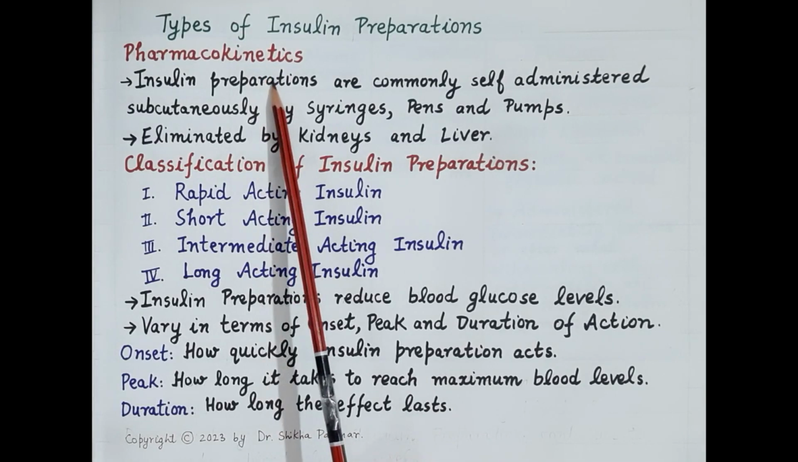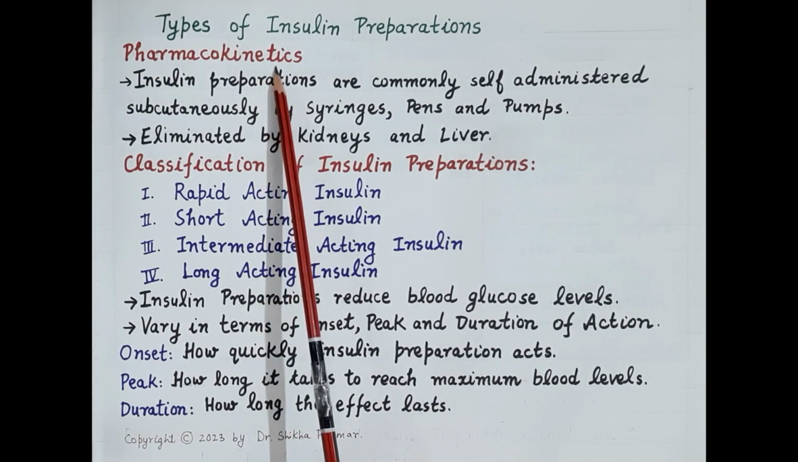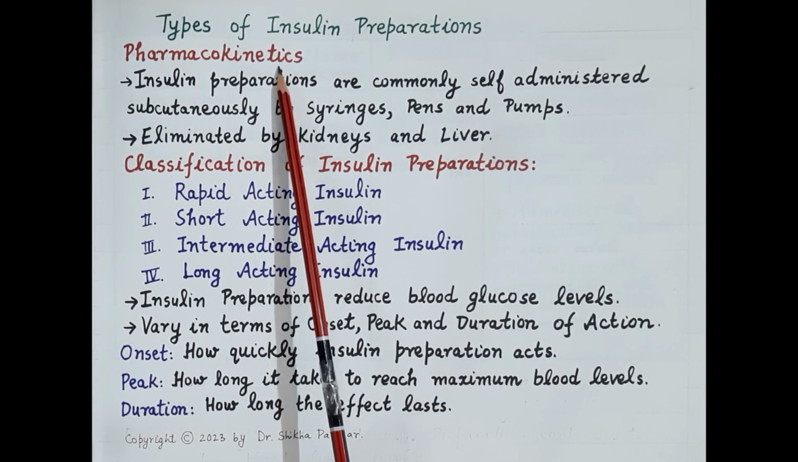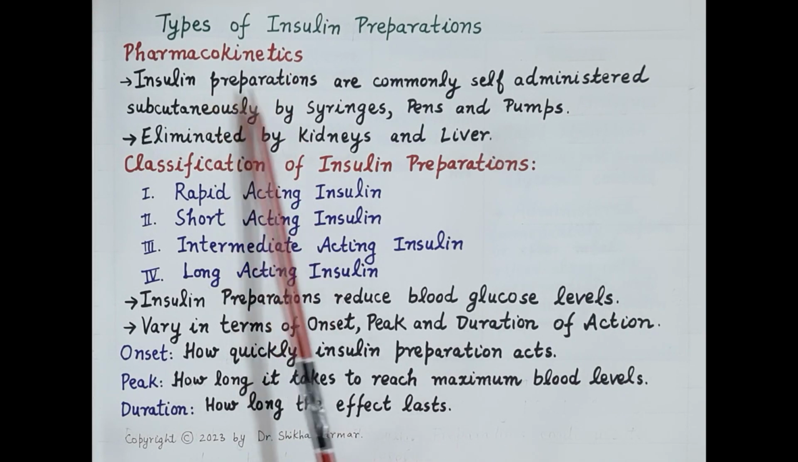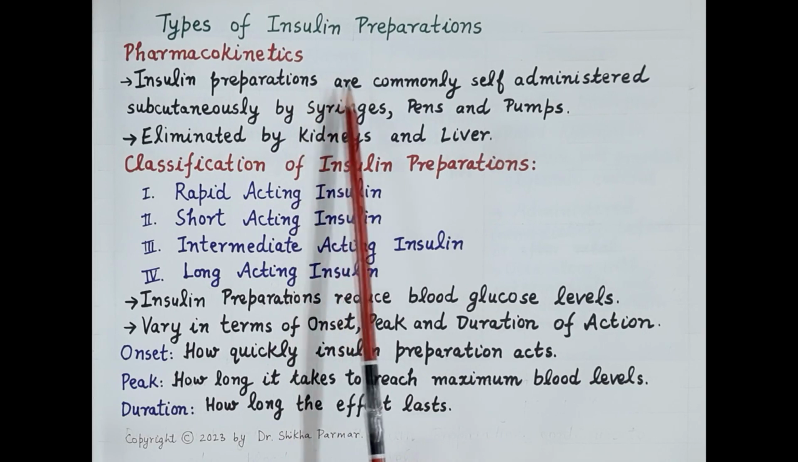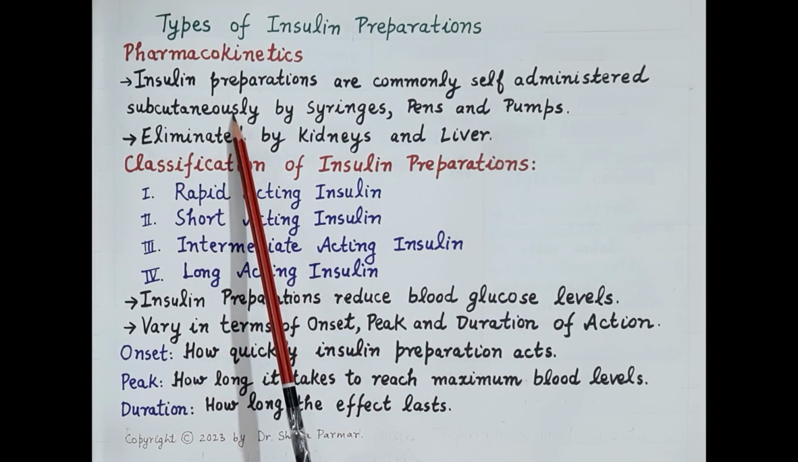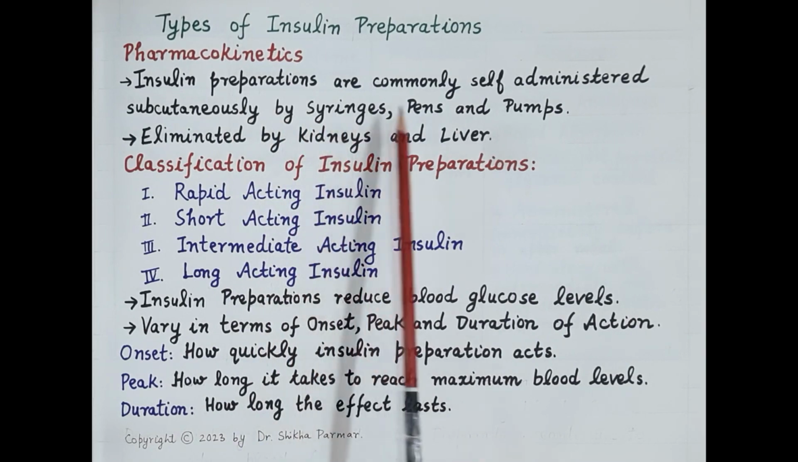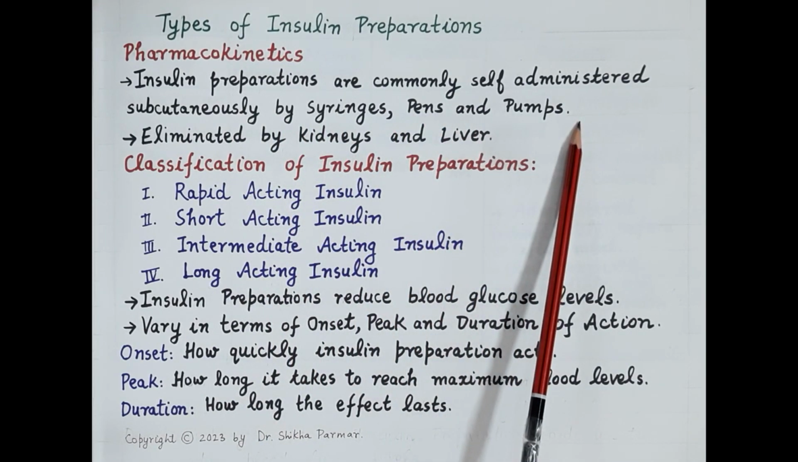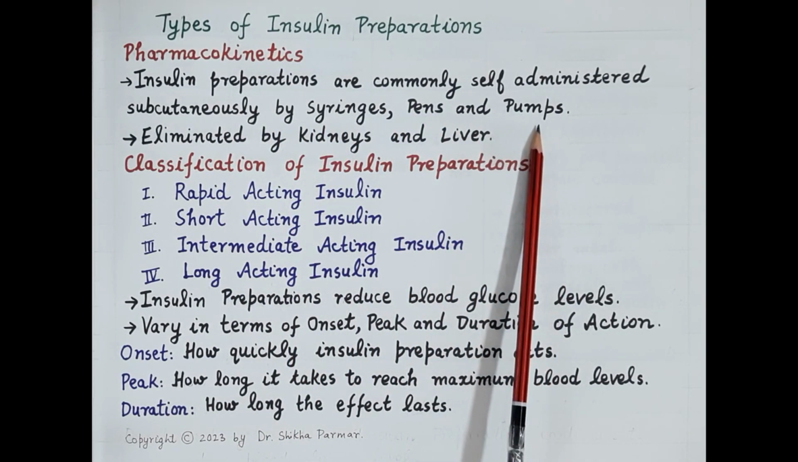Now, let's understand the general pharmacokinetics of insulin preparations. The subcutaneous route is the most widely and commonly used route of administration of these insulin preparations. Insulin preparations are commonly self-administered by the subcutaneous route by syringes, pens and pumps. The intravenous route is also used.